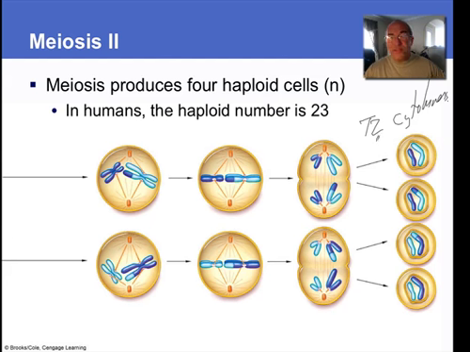Telophase 2 is just the opposite of prophase again. Reform the nuclear membrane, decondense the chromosomes, and spindle fibers degrade. Cytokinesis, either a cell plate or a cleavage furrow, depending on your species, and you end up with 4 cells that are all haploid and contain half the number of chromosomes as the original parent cell.